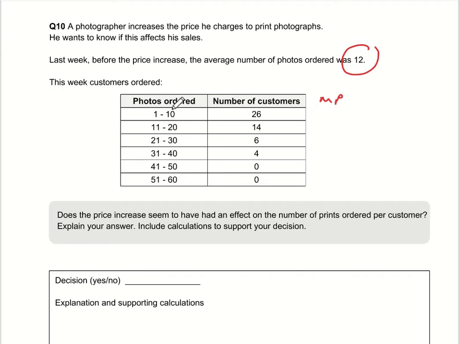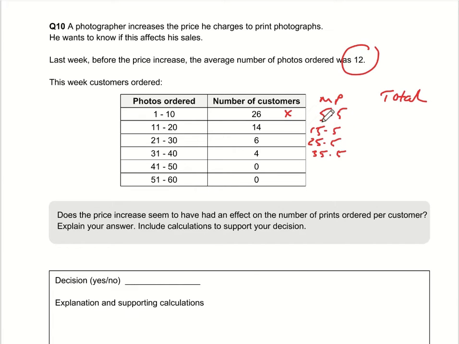1 plus 10 is 11. 11 divided by 2 is 5.5. So here we're working out the midpoints. So if this is 5.5, this is going to be 15.5, 25.5, 35.5, and it doesn't really matter for the last two because there were no orders anyway. So what we're saying here is that 26 customers ordered, we're guessing, 5.5 photos each. So the total that they bought is 26 multiplied by 5.5.